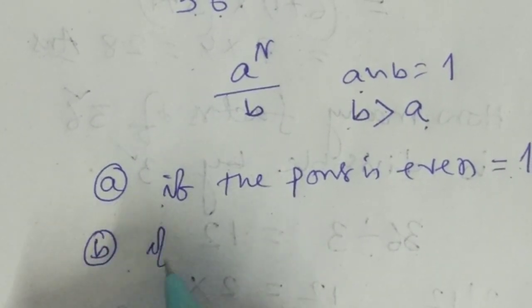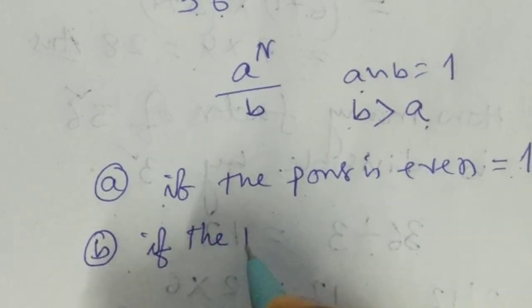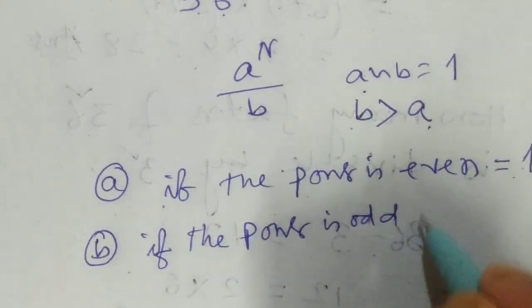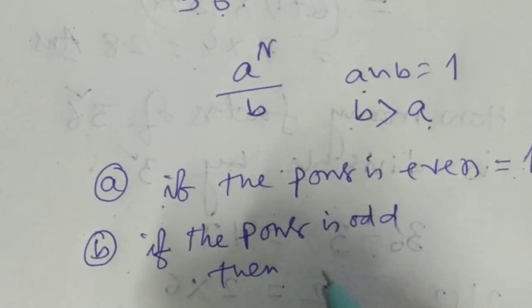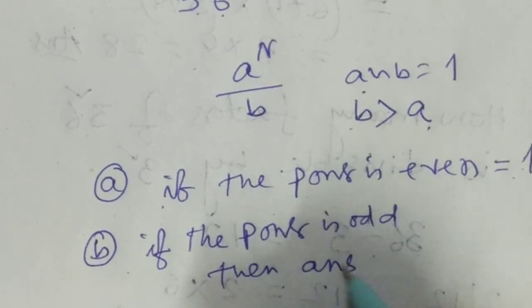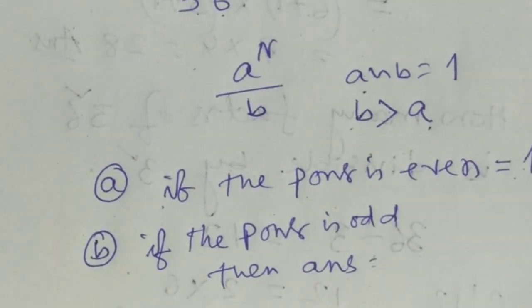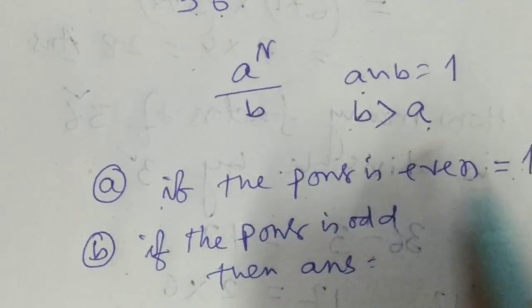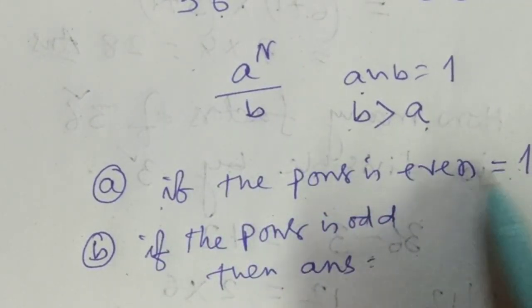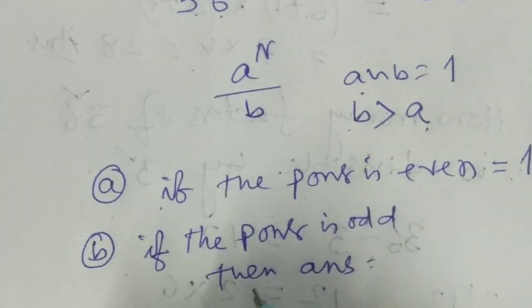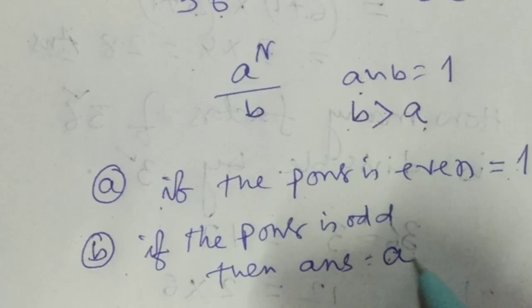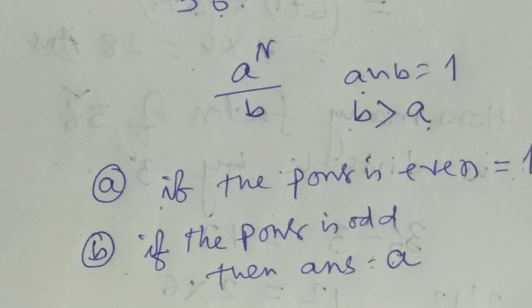Condition B, if the power is odd, then what is the remainder? If the power is even, the remainder is 1. But if the power is odd, the remainder is a. The remainder is a.